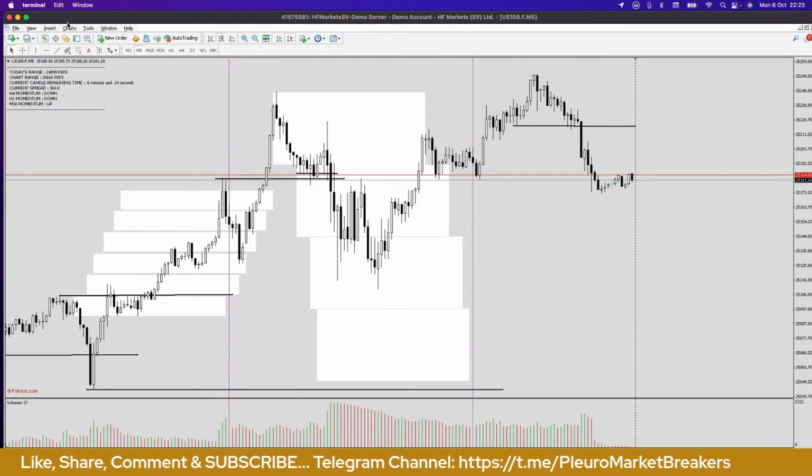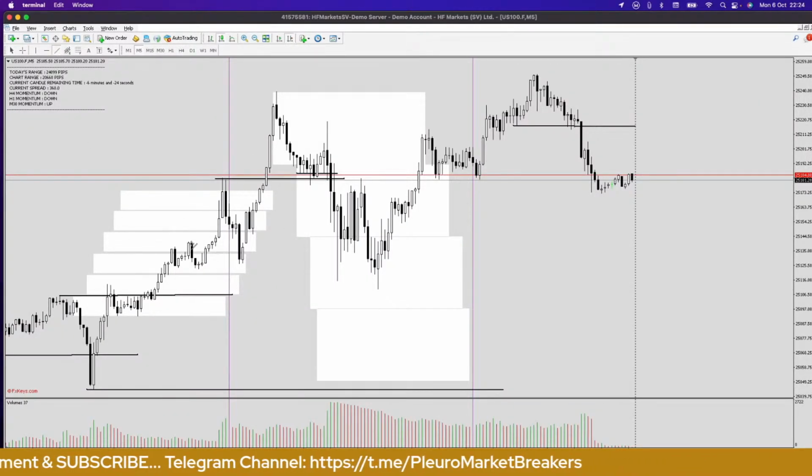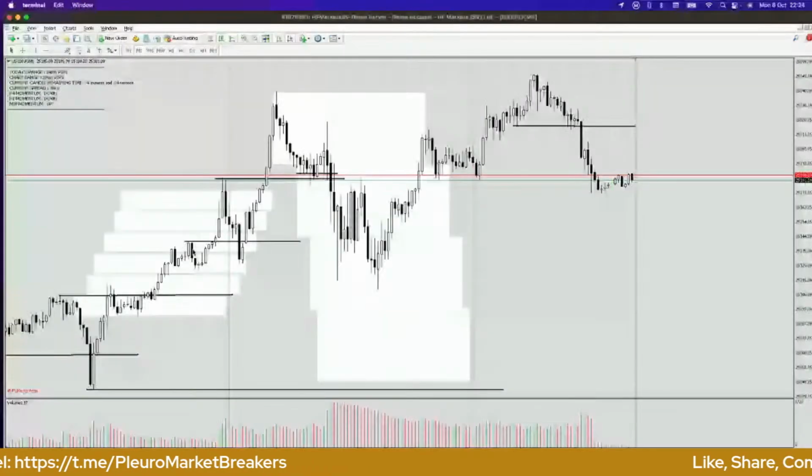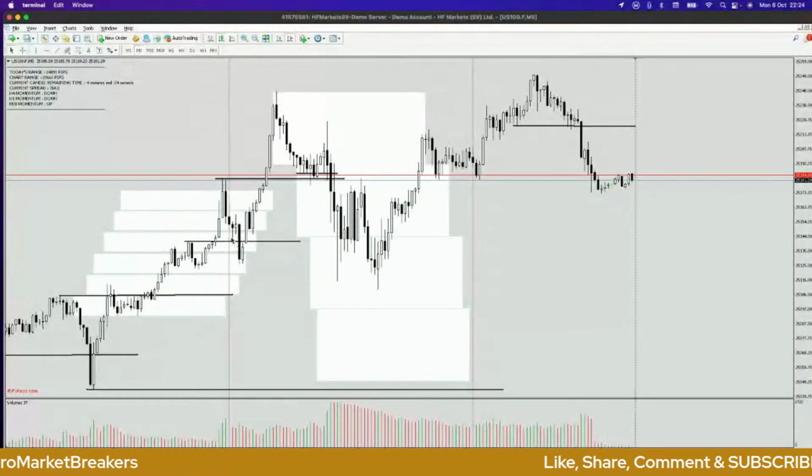Okay, you're picking one side of the market. Let's try and pick against it. Let's assume we say we want to go short here. Price took out the high, right?